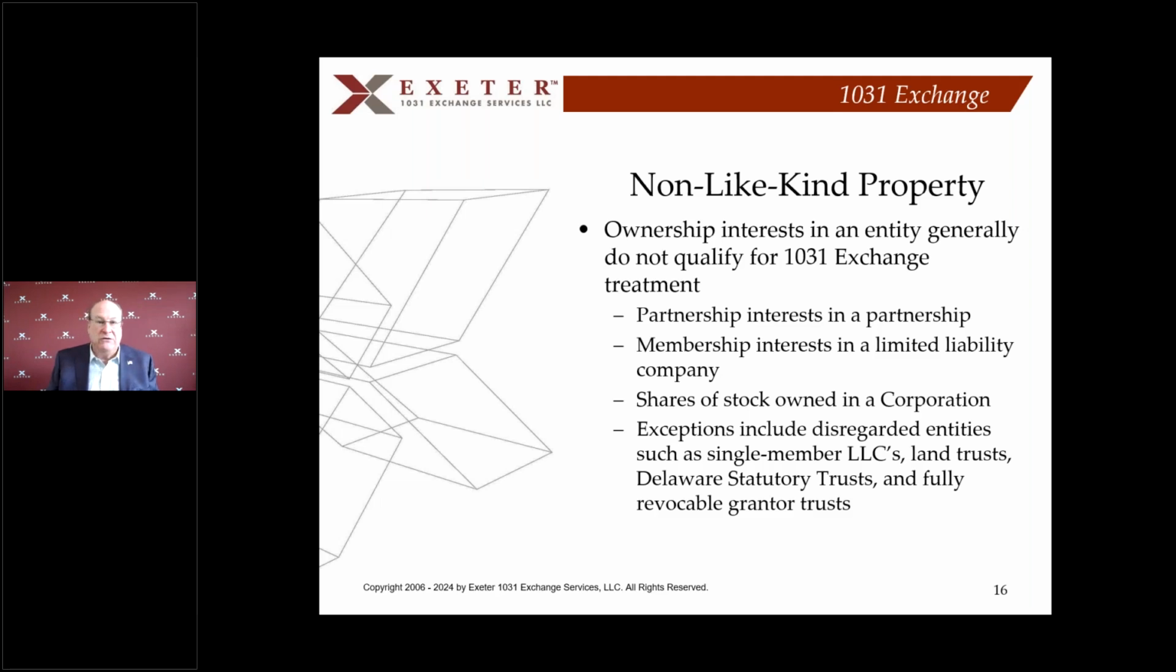Same thing for living trusts. Living trusts are fully revocable. They're grantor trusts. They're disregarded entities. So let's say a husband and wife have a living trust. They sell the rental property. They go to buy rental property through a 1031 exchange, and the lender says, we will not lend to a trust. They could take title as husband and wife as long as it's considered to be the same taxpayer. So it doesn't necessarily have to be the same legal title holder. They do have to be the same taxpayer, and that's really the issue.